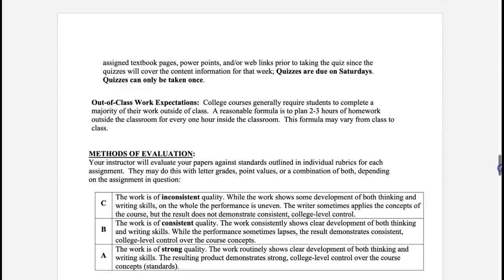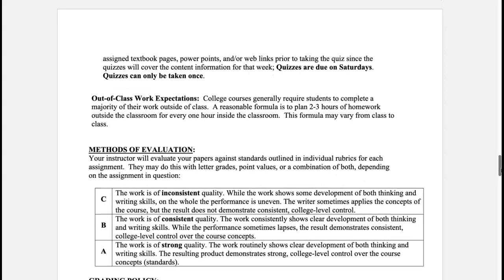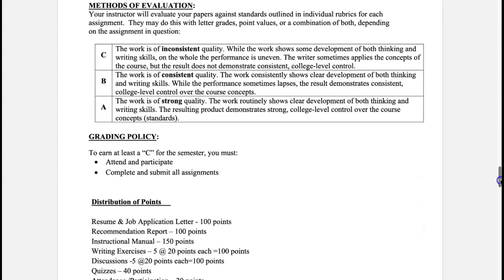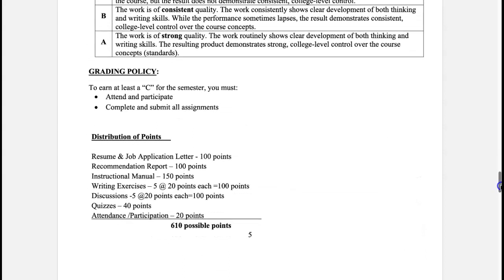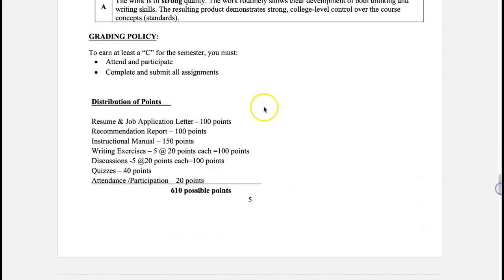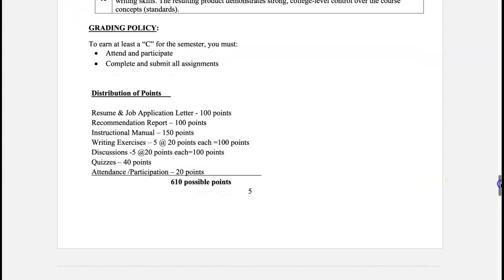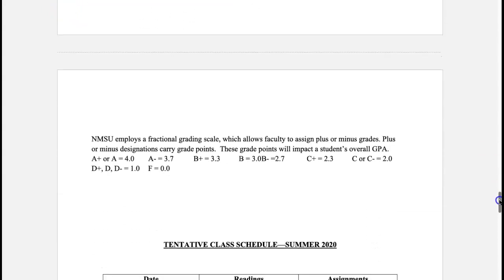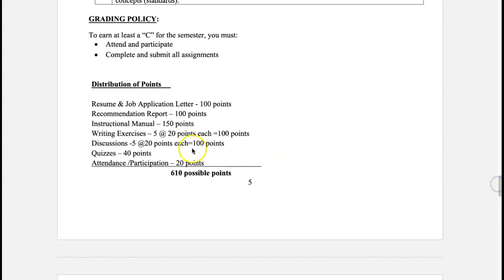So typically I would say this class should be about 2 to 3 hours of homework outside of the classroom. Because it's a summer class, you can maybe think about doubling that. And here we have the grading policy and the assignment points. So there's a total of 610 possible points. And basically the way that I average that is I will add up all of your points and divide it by 610 to get your final grade.